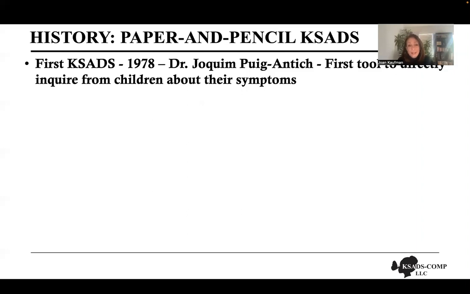All right, so starting off with history. In 1978, a long time ago, Kim Pujantic was the one to create the first paper and pencil KSADS instrument, and he really was a revolutionary in his time. Back then, people thought the only way to learn about psychiatric problems in kids was through play and observation, and he was the first to say, no, you can ask kids about their symptoms, and you can learn what's going on by speaking to them. He was also a pioneer in introducing biological psychiatry research methods to child psychiatry. Unfortunately, he passed away in 1989, but his legacy continues.